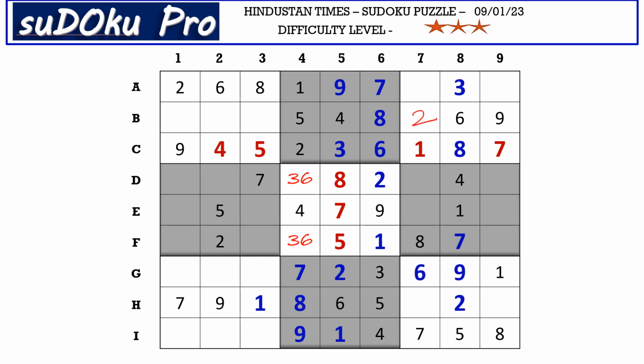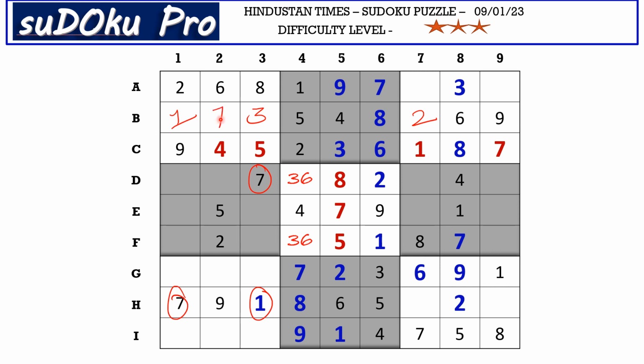Now in B row there are 3 empty cells and the missing numbers are 1, 3 and 7. There is 1 and 7 blocking from column 3. So B3 takes 3. 1 and 7 goes in these 2 cells. We have 7 blocking from column 1. So B1 takes 1 and B2 takes 7.